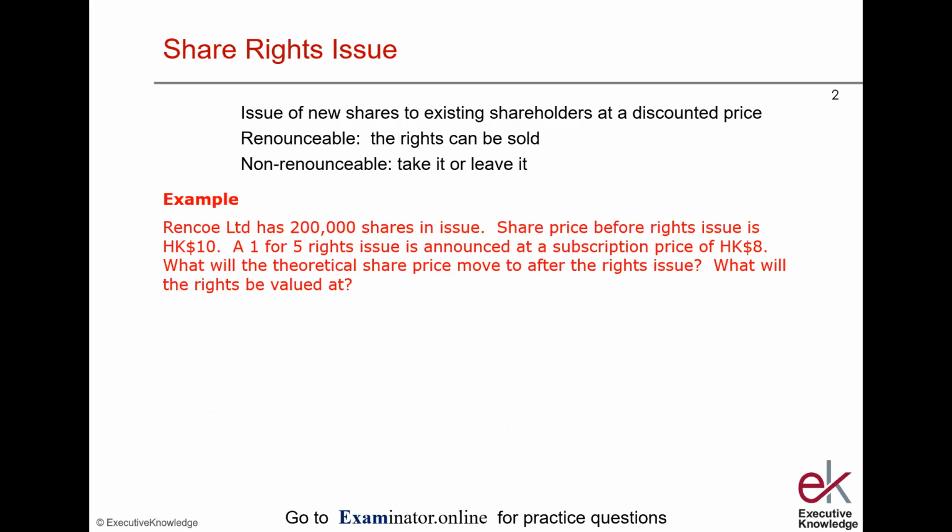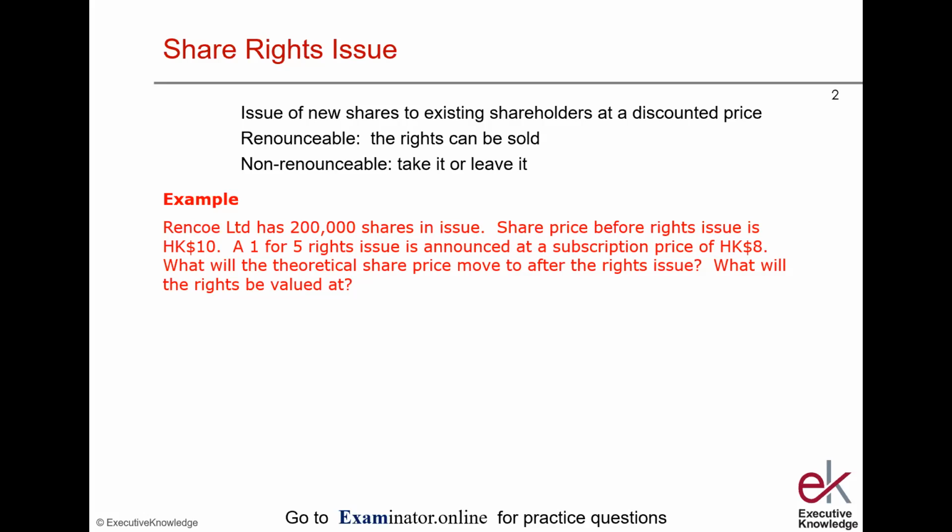Let's look at an example to work the numbers. Renko Limited has 200,000 shares in issue. Share price before rights issue is 10 Hong Kong dollars. A 1-for-5 rights issue is announced at a subscription price of 8 Hong Kong dollars. That means for every 5 shares you currently hold, you have the right to buy one more share at a price of $8. And you will notice that the current market price is $10. It is discounted.